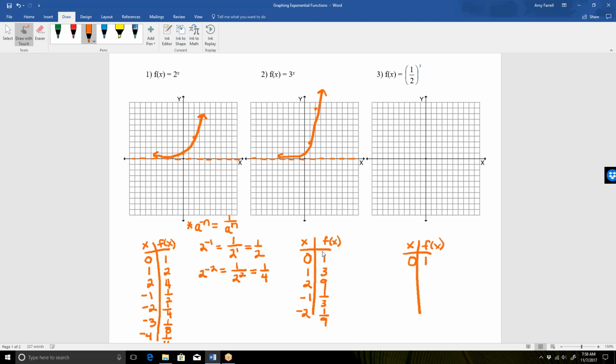Now, anything to the 0 power is 1. So if I plug in 0 for x, it's still going to be 1. 1/2 to the first power is 1/2. 1/2 to the second power is 1/4.